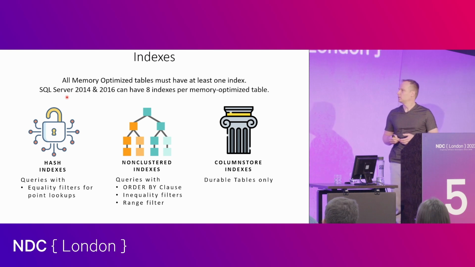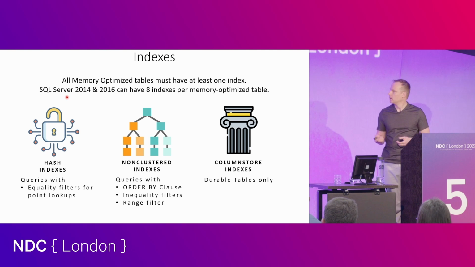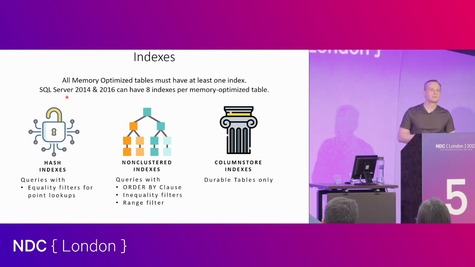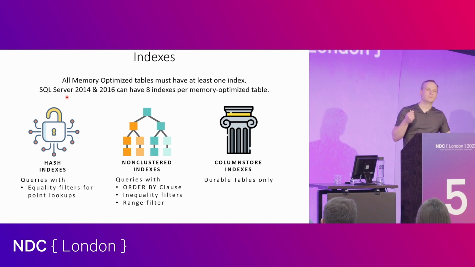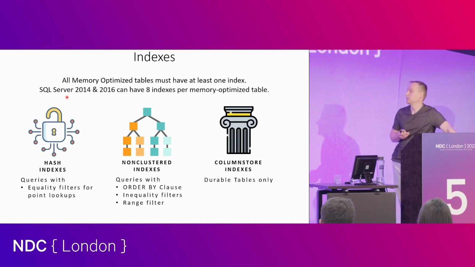If you are querying the data in memory, which you cannot do in Redis, you can use the non-clustered indexes, and those are great if you have inequality, order by, or any kind of range filters. And column store indexes are available only in the durable tables, and if you are analyzing the data, they will make things much faster.